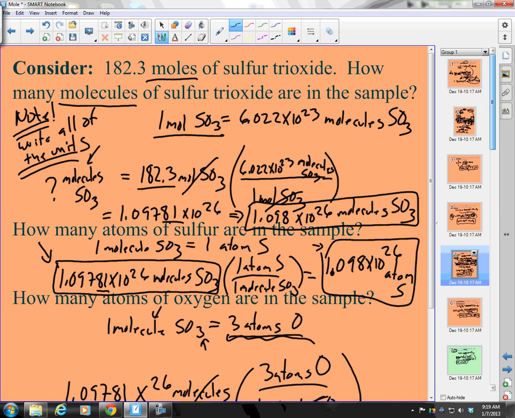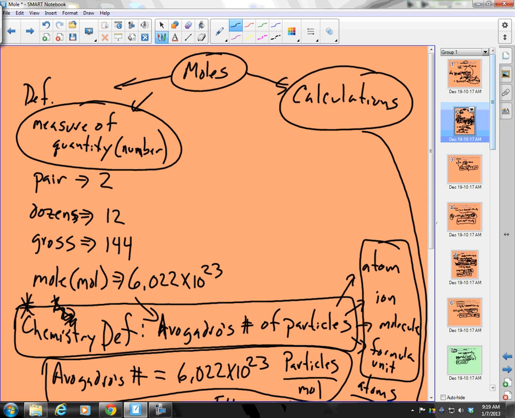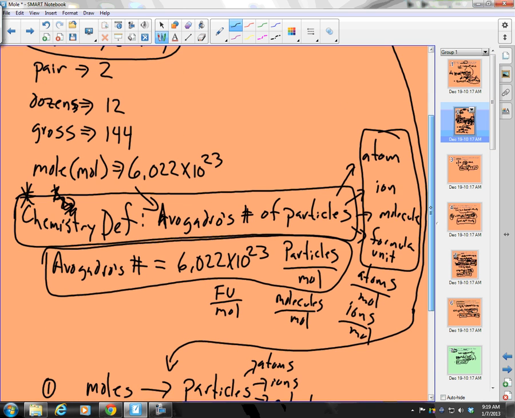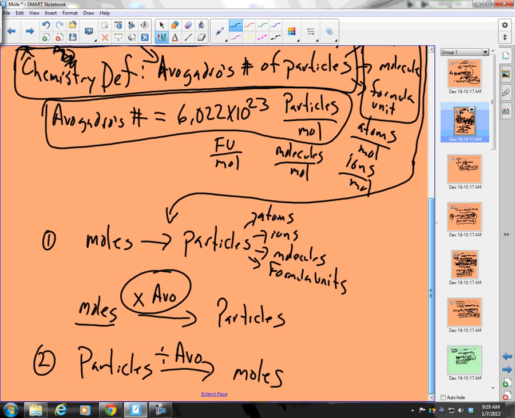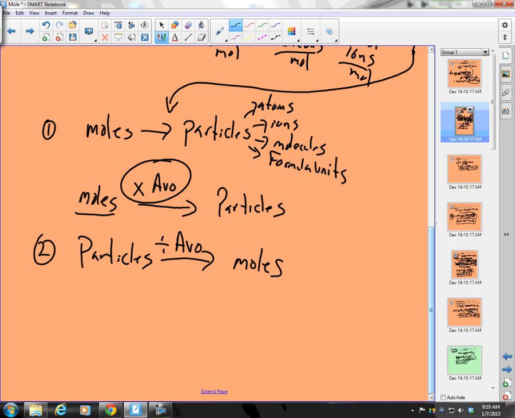What are my particles? Particles are atoms, ions, molecules, formula units. Are grams there? No, grams are not particles. So that means we have another equation. If I'm going from grams to moles, what am I going to do?